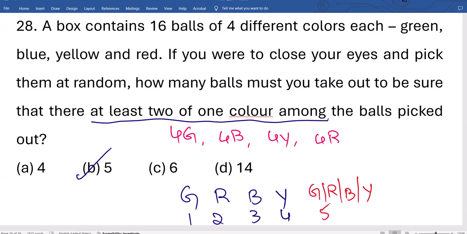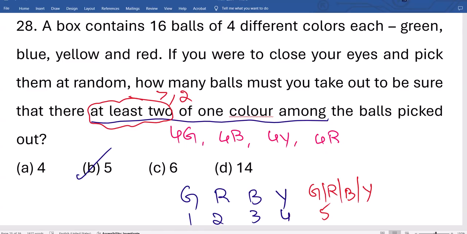Why all 4? Okay, 4 are different. It may be green, green, green, then yellow, green. We may get 5. That is why they used at least. At least 2, minimum 2 of the same color required. Greater than or equal to 2 of the same color required.